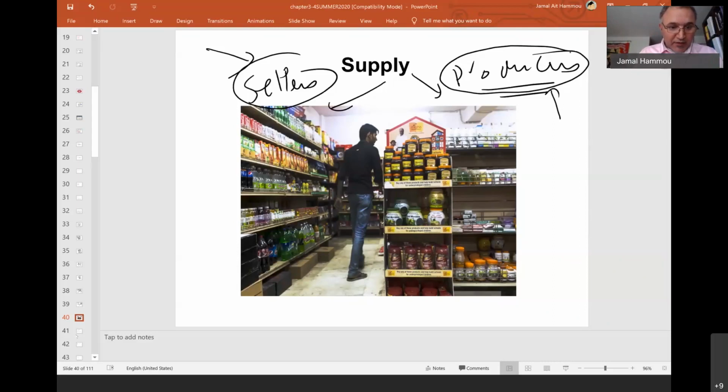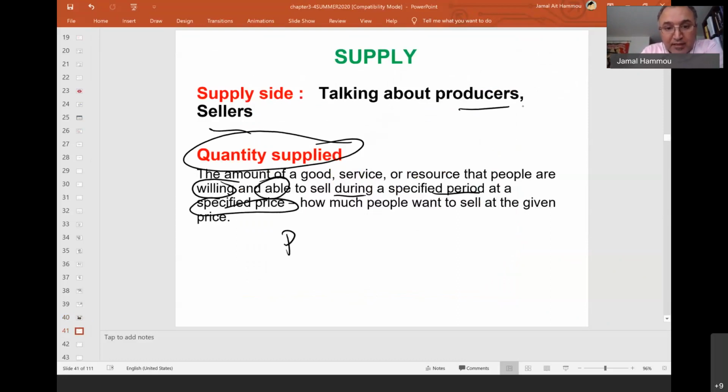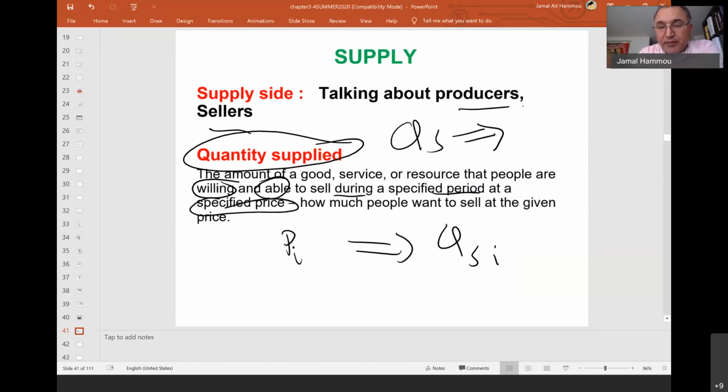So what is the definition of supply? The supply side is talking about producers and sellers. Quantity supplied is how much companies or producers are willing and able to sell during a specific period of time at a specific price. So for every specific price, we have a specific quantity supplied. We call it quantity supplied, QS.